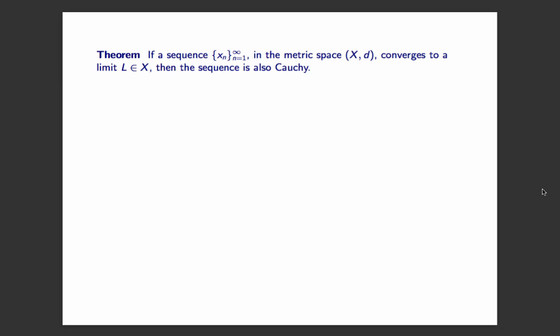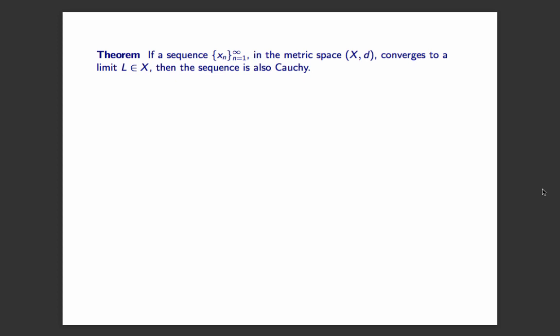If a sequence in the metric space (X, d) converges to a limit, then the sequence is also Cauchy. Now, you probably knew that already. In fact, we proved that that was true on the real line using the metric of the absolute value of the difference. So we've actually already proven it, and if you take that proof and replace every absolute value of a difference with the metric, you would have the proof for this theorem. So we'll omit it because you've seen it.